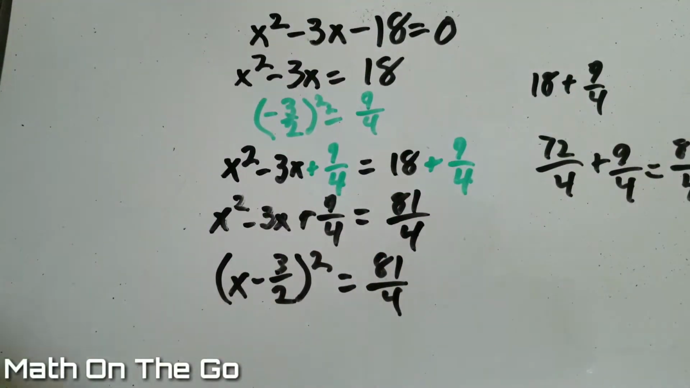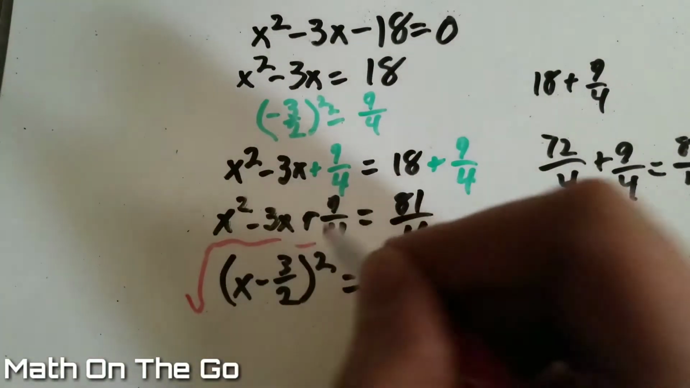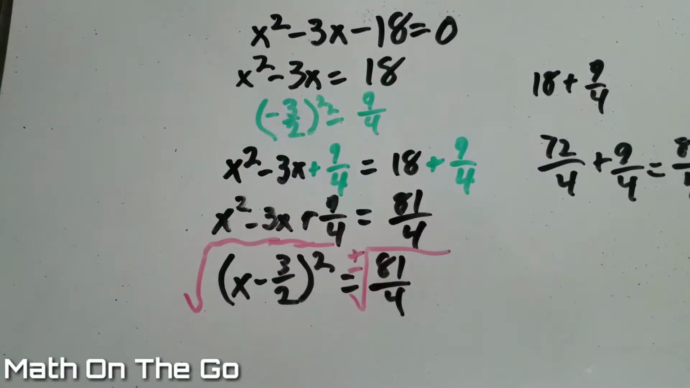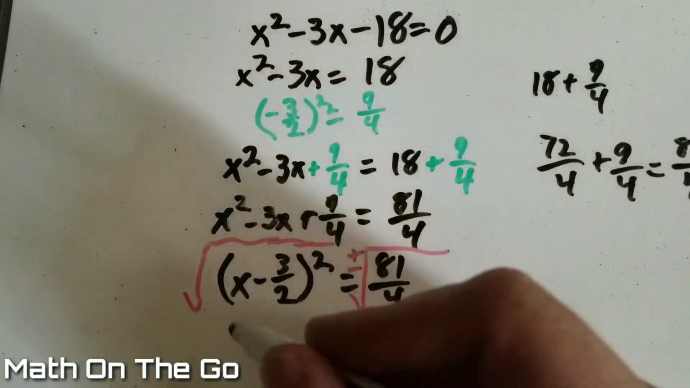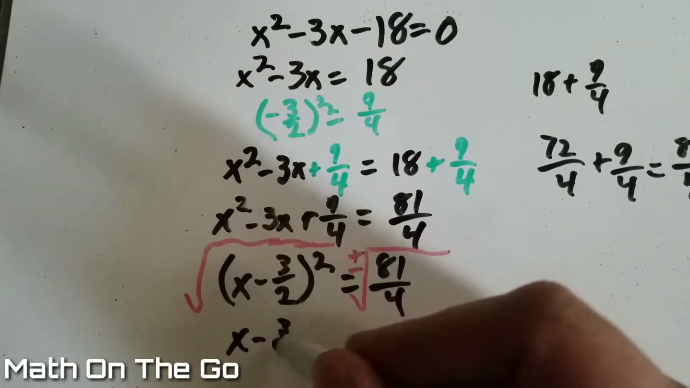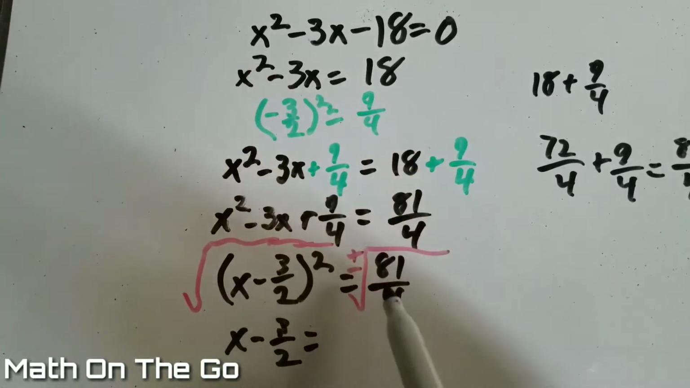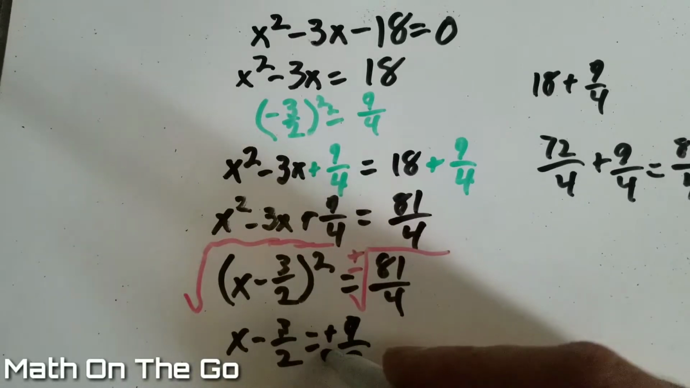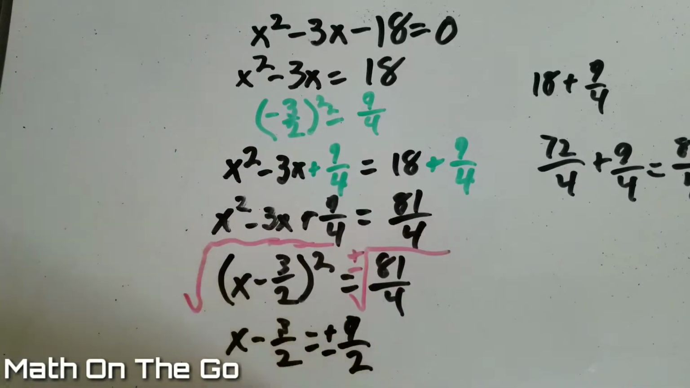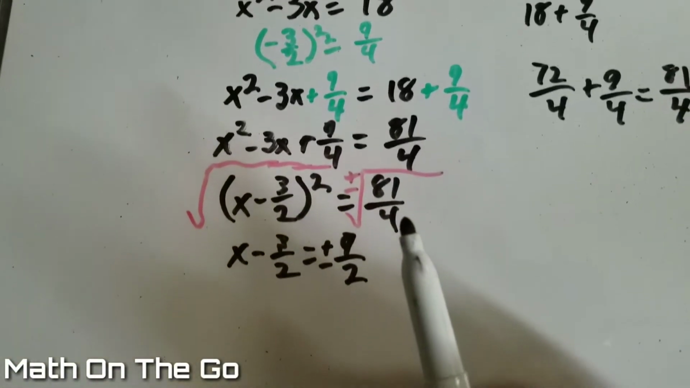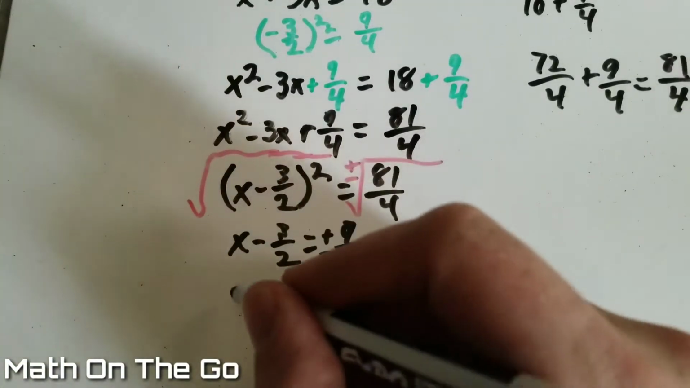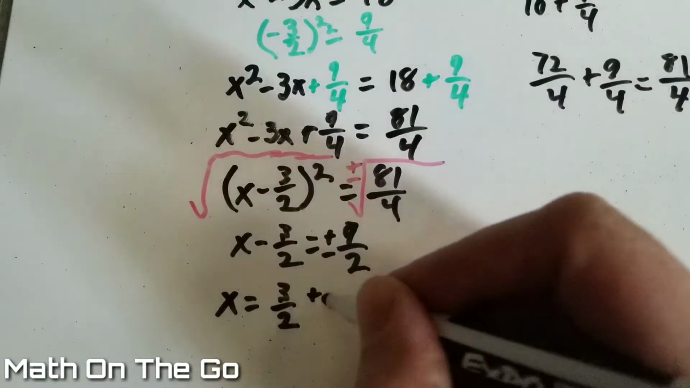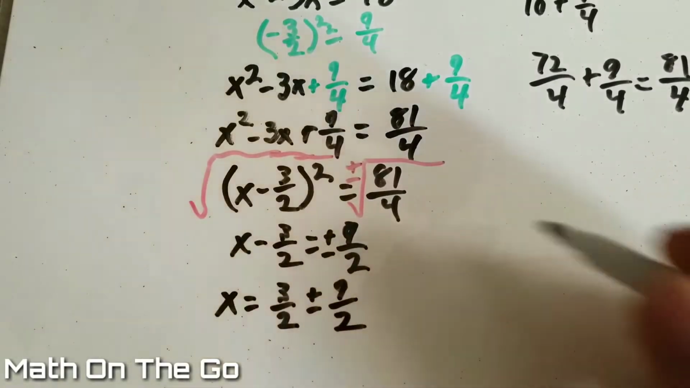Now, what we want to do is take the square root of both sides, like we did before, plus minus on the right-hand side, gives us x minus 3/2 equals, the square root of 81 is 9, and the square root of 4 is 2. That's a plus minus. And then we're going to add our 3/2 to both sides. x equals 3/2 plus or minus 9/2.